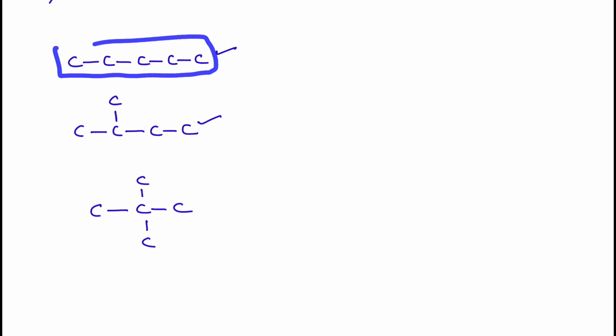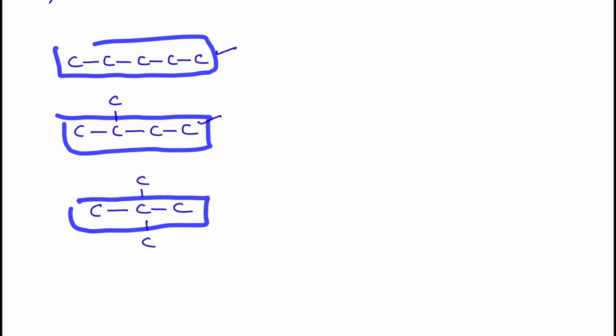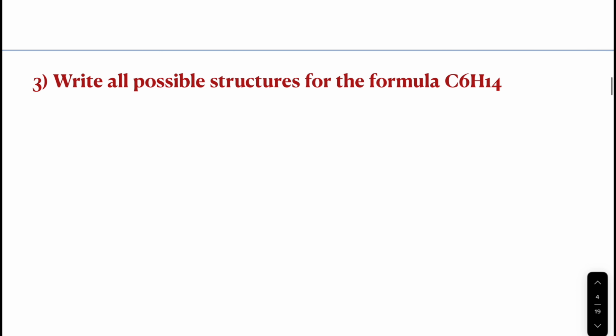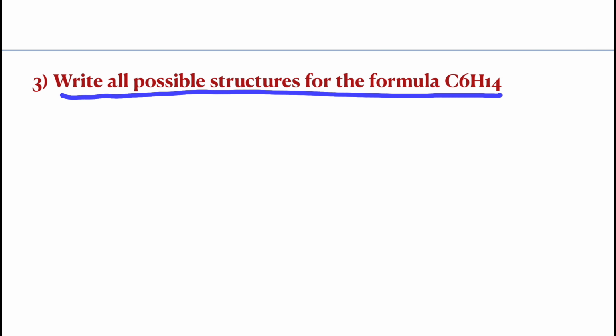This is pentane. This is 2 methyl butane, and it is 2,2 dimethyl propane. n-pentane, isopentane, neopentane are the common names. And this one and this one are chain isomers, this one and this one also chain isomers, this one and this one also chain isomers. So ultimately the answer to this question will be 3. And here is another question: write all possible structures for the formula C6H14.